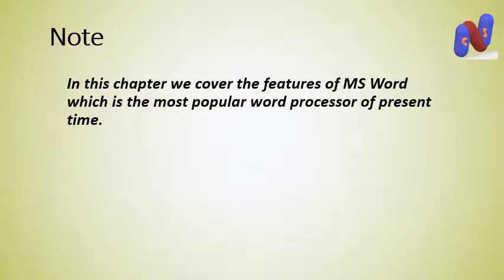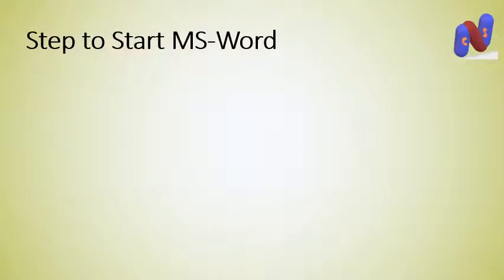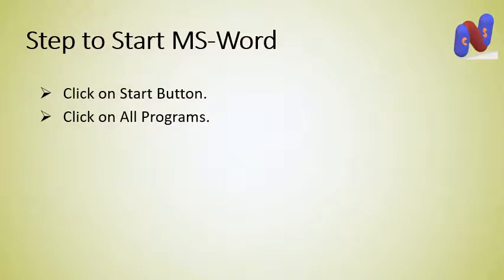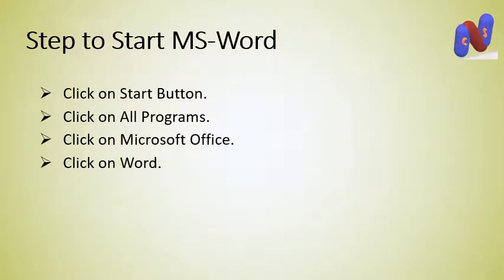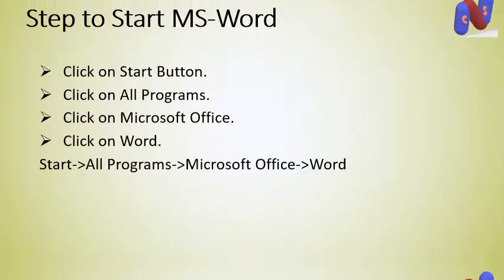In this chapter we will cover MS Word, which is the most popular word processor of the present time. Now, steps to start MS Word. First of all, we have to click on the Start button, then All Programs, then Microsoft Office, then on Word. You can see the sequence to start MS Word: Start, All Programs, Microsoft Office and then Word.